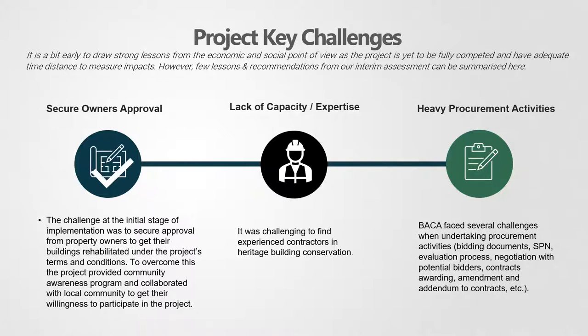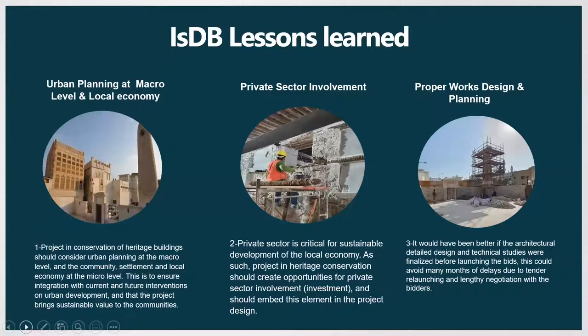Key lessons learned from the bank side, in terms of urban planning at the macro level and local economy: projects in conservation of heritage buildings should consider urban planning at the macro level and the community settlement and local economy at the micro level. This is to ensure integration with current and future interventions and urban development, and that the project brings sustainable value to the communities. In terms of private sector involvement, the private sector is critical for sustainable development of the local economy. As such, projects in heritage conservation should create opportunities for private sector involvement in terms of bringing financing, and should embed this element in the project design at an early stage.